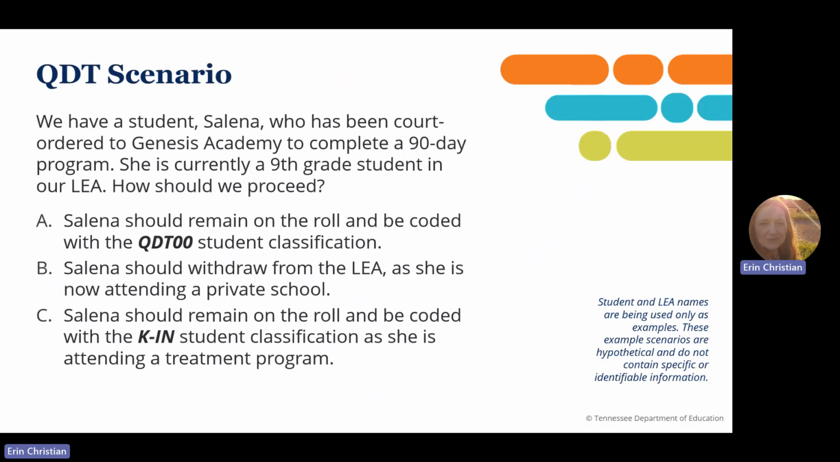Scenario. We have a student, Selena, who has been court-ordered to Genesis Academy to complete a 90-day program. She is currently a 9th grade student in our LEA. How should we proceed? A. Selena should remain on the roll and be coded with the QDT 00 student classification. B. Selena should withdraw from the LEA as she is now attending a private school. Or C. Selena should remain on the roll and be coded with the KN student classification as she is attending a treatment program.